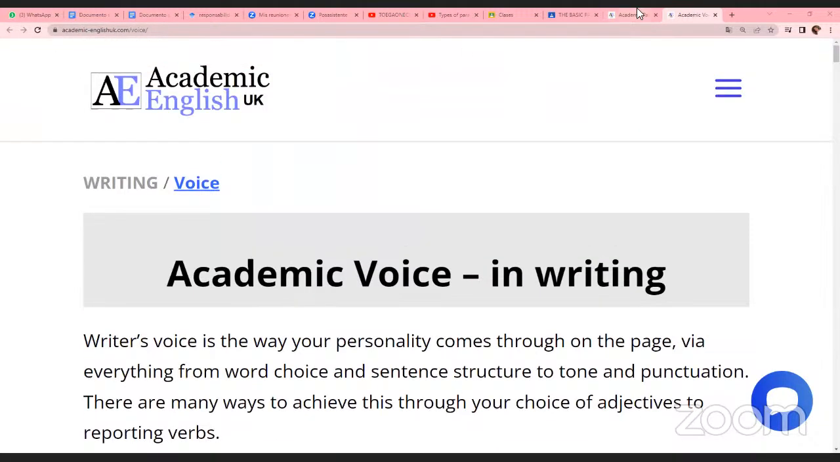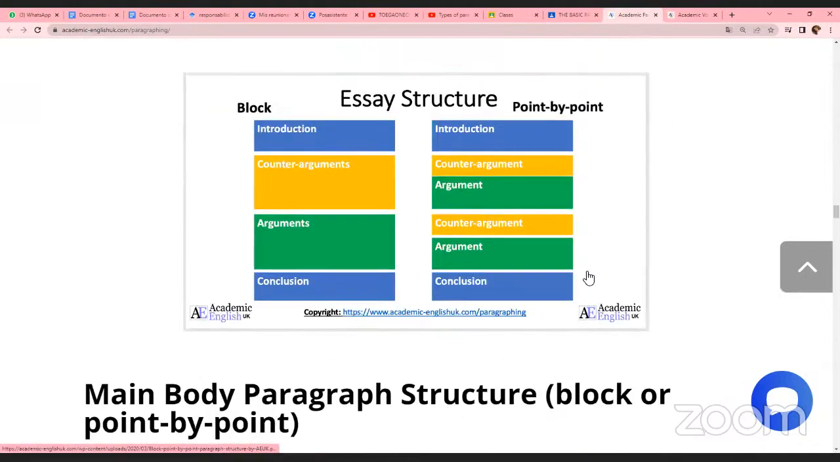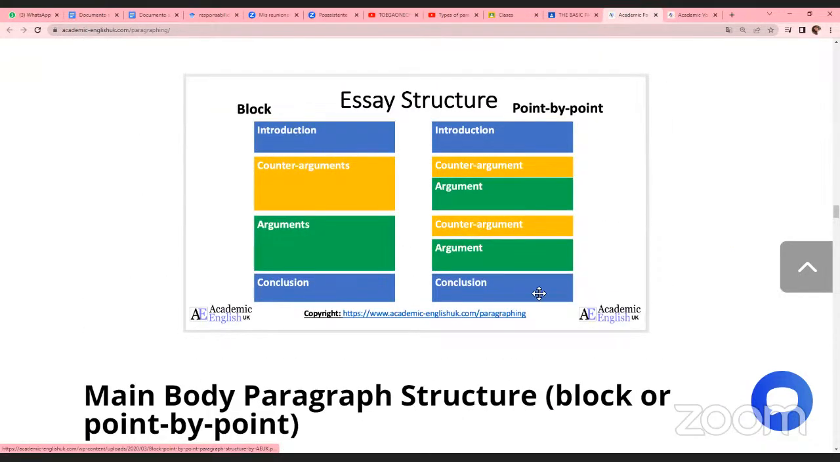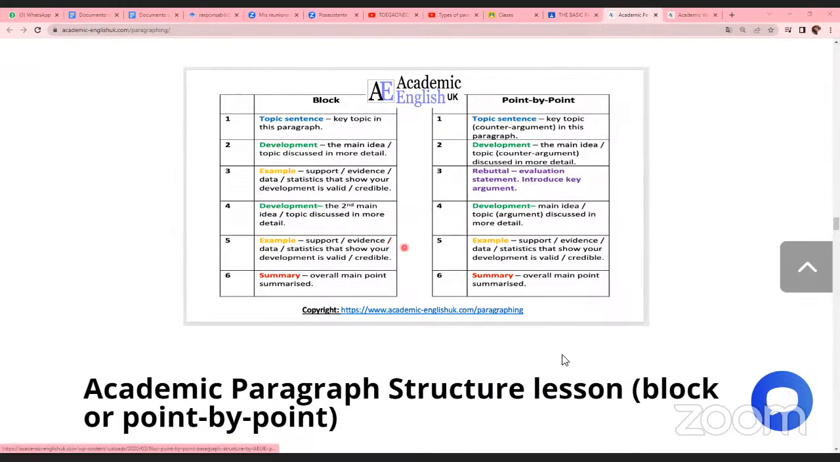All right, so we're going to continue then. Okay, so finally, oh, we were in this part yesterday, sorry, we're going to continue. Okay, so we stopped in this part, right? So we made the background. Okay, so we have the topic sentence, the key topic in this paragraph. We have the main idea, the topic discussed in more detail, example, support, evidence, data, statistics that show your development is valid.